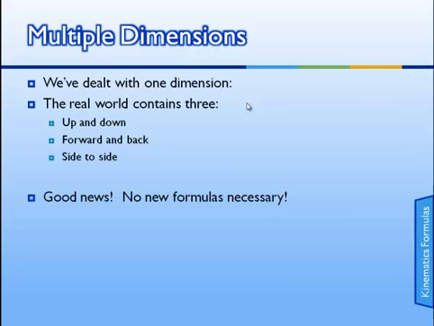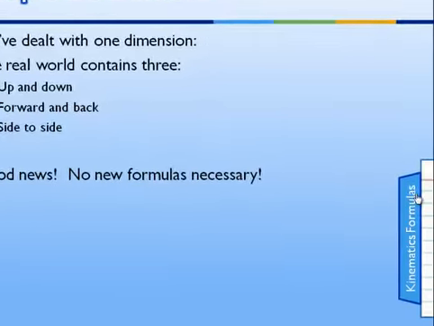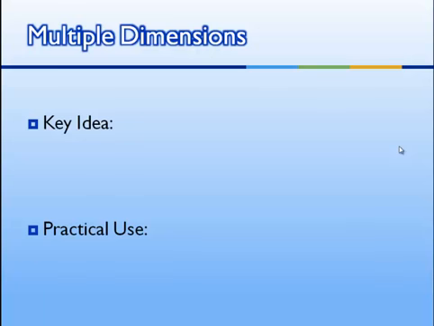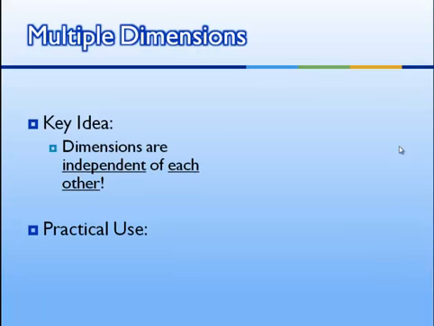The good news, there's no bad news really. The good news is that there are no new formulas necessary. The formulas we've learned so far will also help us in multiple dimensions. It's just that we're going to have to use them more than one time. So the main idea is that dimensions are independent of each other. That is, the motion in one dimension does not really affect the motion in a different dimension.